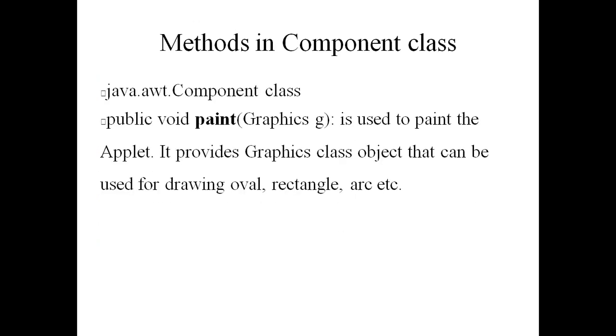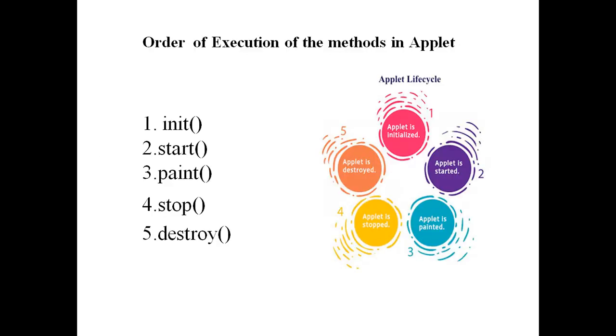Now the 5th method which belongs to the life cycle of an applet is the paint method, which belongs to the component class, present in the java.awt package. The paint method is used to paint the applet. It provides a Graphics class object that can be used for drawing the different graphical shapes. So the paint method is basically used for displaying the output on the screen. It is basically painting the output on the screen. So these are the 5 methods that are used in the life cycle of an applet: init, start, stop, destroy and paint.